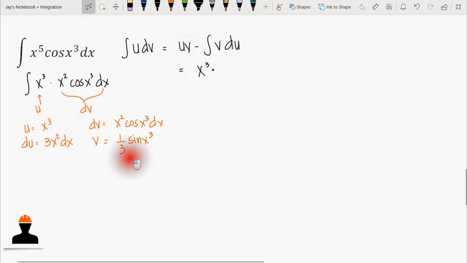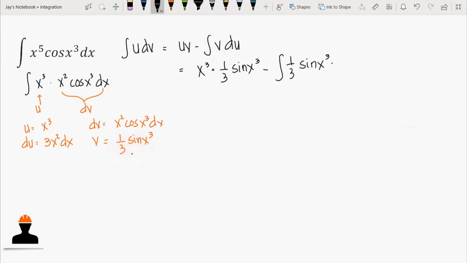Our v is 1/3 sine x cubed, minus the integration of our v, 1/3 sine x cubed, times our du. This one is du, that is 3x squared dx. Then by further simplifying, we could have 1/3 x cubed sine x cubed minus this one here. We can multiply 1/3 and 3.